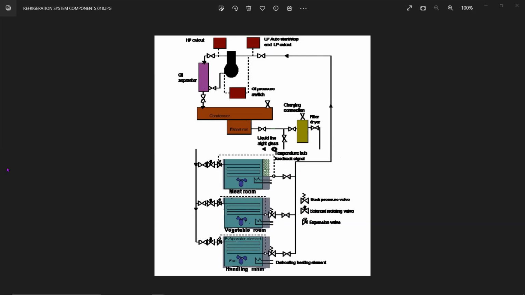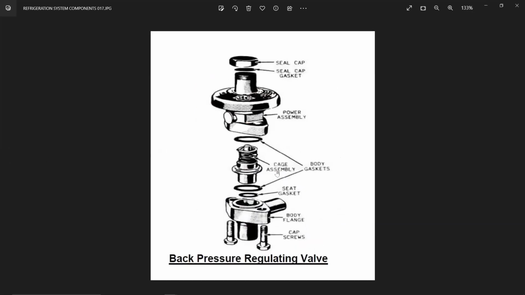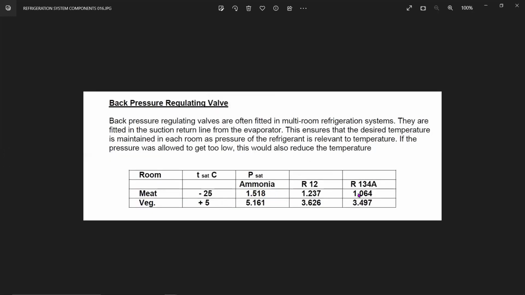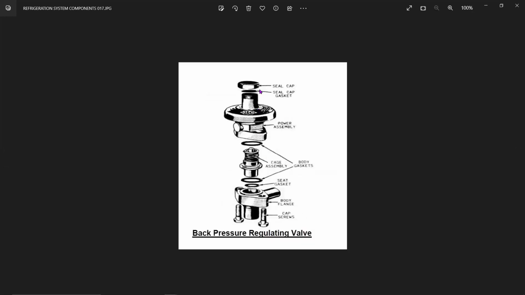And let me show you what this looks like. This is what a back pressure regulating valve looks like. This is the assembly. There is a valve cage assembly with a spring inside, and the top seal is assembled. At a particular pressure it will shut. That is why these pressures are given here, so you can adjust it as per the refrigerant, whatever pressure you want to set. If you open this cap, you can tighten this spring assembly, and it goes down. When the spring goes up or down, it will change the orientation.